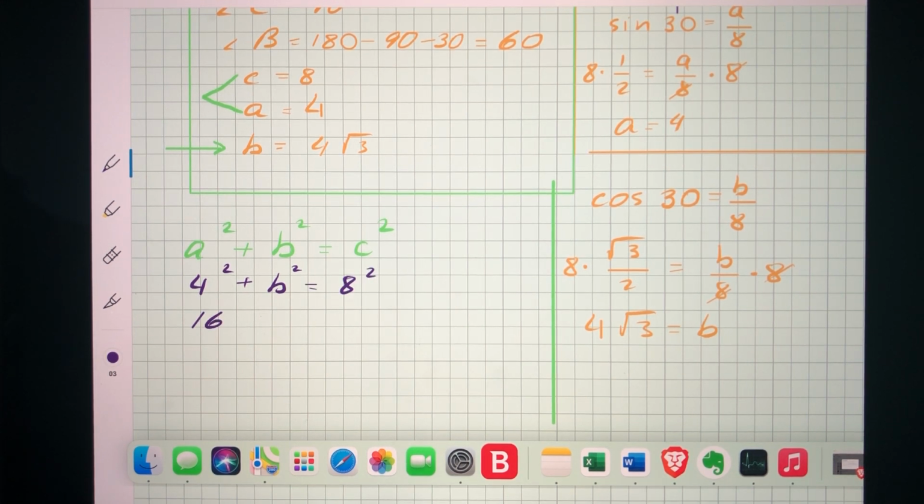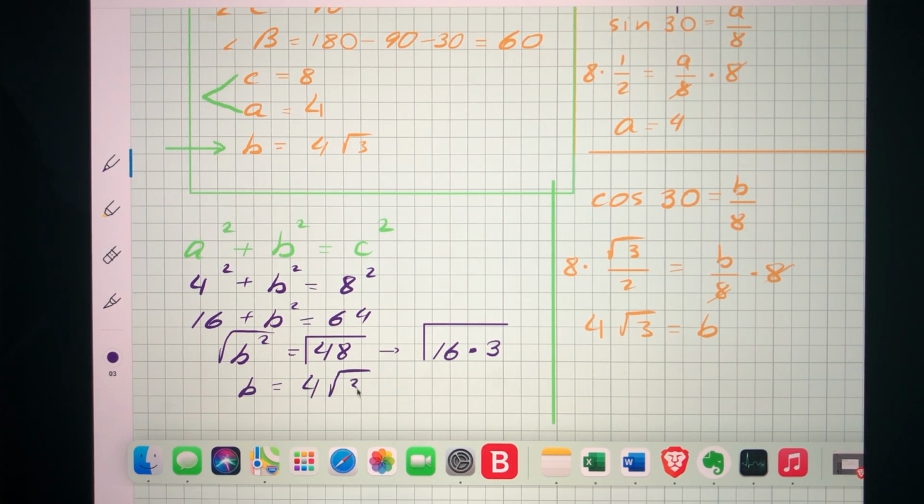4 squared is 16. 8 squared is 64. If we take 64 and subtract from it 16, we will get 48. Now we take the square root of both sides to cancel the square, and we have square root of 48. Well, 48 happens to be the same as 16 times 3. And if we take the square root of 16, we get 4, and the square root of 3 is the square root of 3. So here we have the same exact solution, 4 square root of 3, using the Pythagorean theorem.